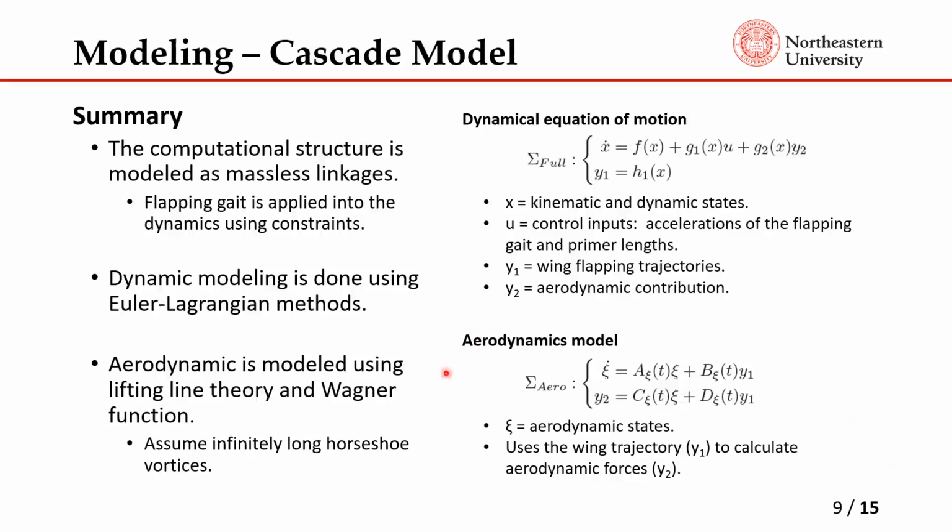We can't directly control them. So from this we have the trajectory Y1, and from Y1 we generate the output Y2, which is the aerodynamic forces acting on the wings. Next we plug this back in to calculate the rate of change of the dynamical states. So this cascade model is how we do the simulations and define the controller for the robot.